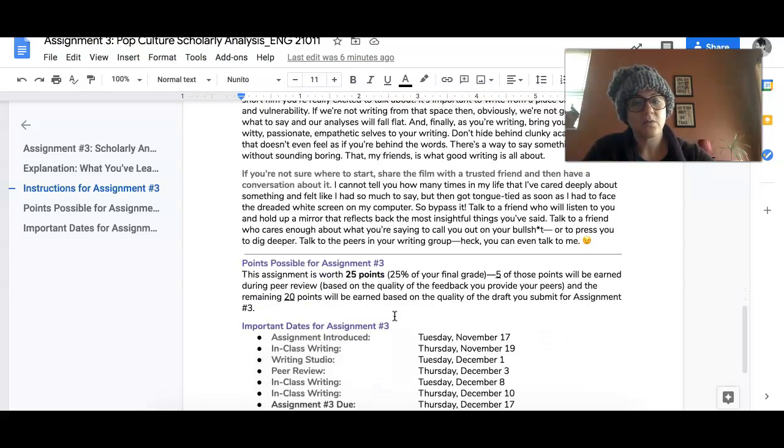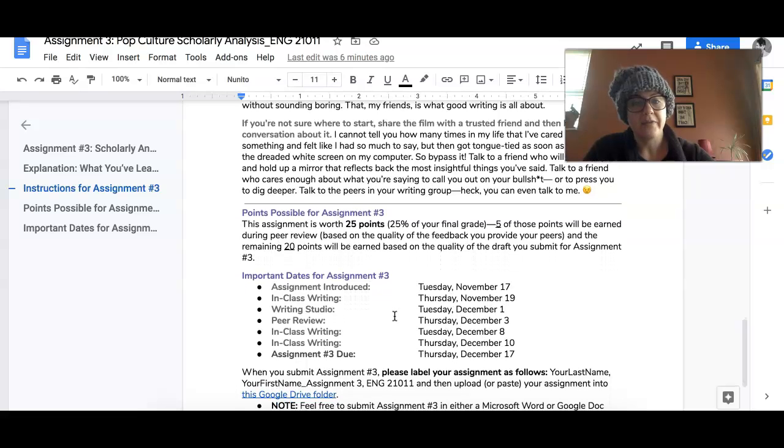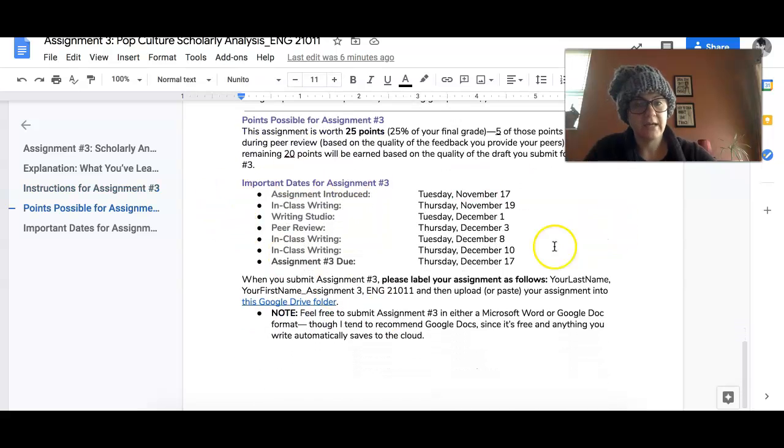So this assignment is worth 25 points. 5 of those points are going to be earned for peer review, and then the other 20 points are going to be based upon the quality of the draft that you submit for assignment 3, okay? And then you're going to see the assignment due dates right here, okay?